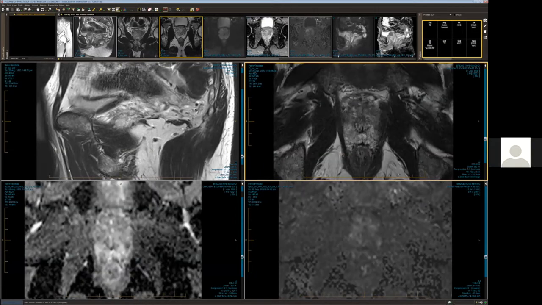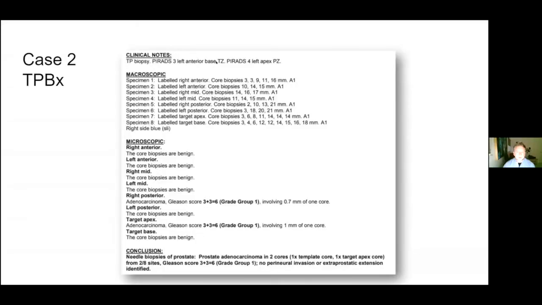So with the PIRADS 4 and 3, 2 lesions, this patient went on to have a transperineal biopsy with targeting of those 2 lesions. Andrew, have you got that biopsy result there? So that's got a left anterior base target and left apex peripheral zone target. It's got very small volume, low-grade disease, grade group 1, 0.7 and 1 millimetre in the target apex and right posterior. So essentially insignificant cancer has been found, tiny volumes of what you might expect anyway. I took on this occasion 6 cores from each of those targets.